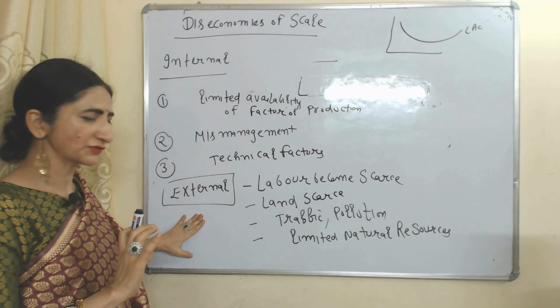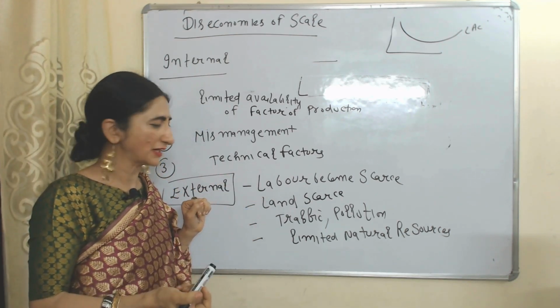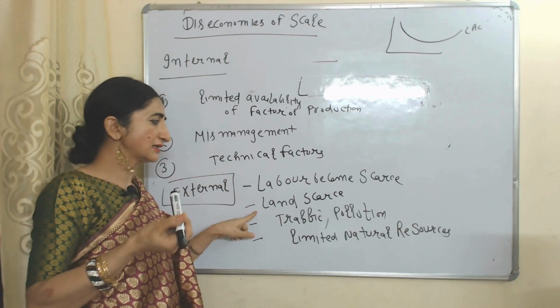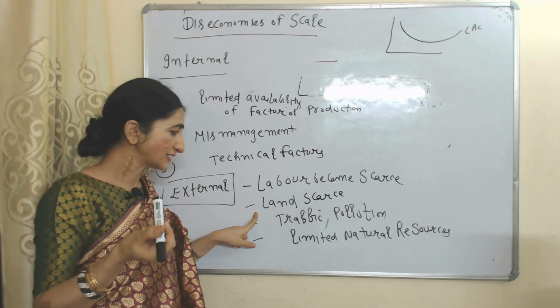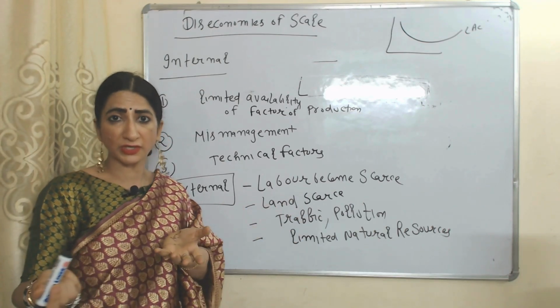External diseconomies of scale. When the industry is expanding, the whole firm receives some disadvantages. Labor becomes scarce, as a result wages increase. Land becomes scarce, as a result rent increases. There is so much traffic, pollution and exploitation of natural resources also.